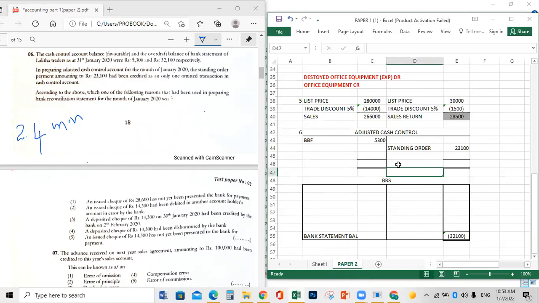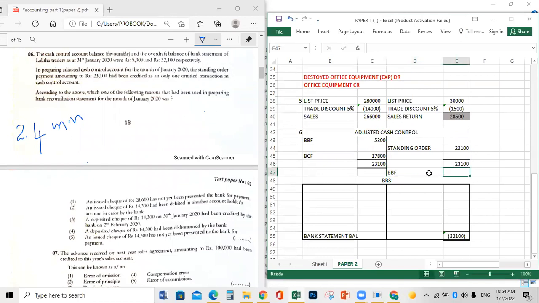Which side is bigger, debit or credit side? Credit. The credit side is bigger. Then what is the first thing that should come to your head if the credit side is bigger? It's an overdraft. Yes, very good. If there is a credit side balance, guys, the first thing that should come to your head is it's an overdraft balance. Okay, it's a negative balance.